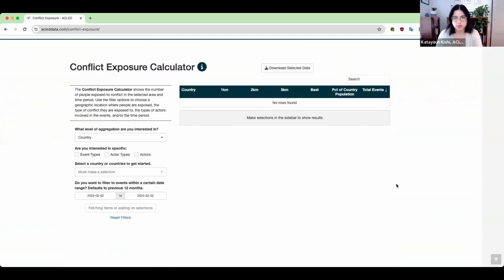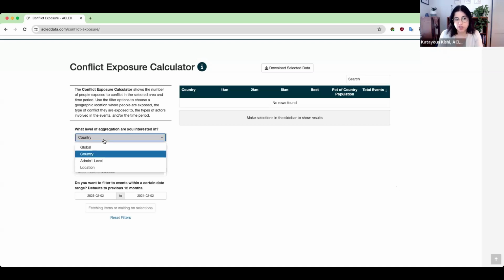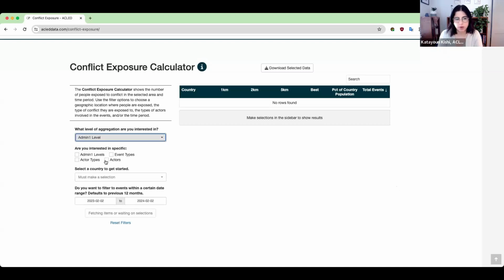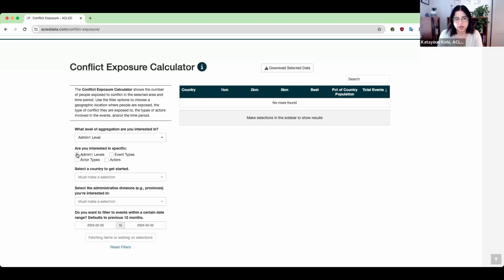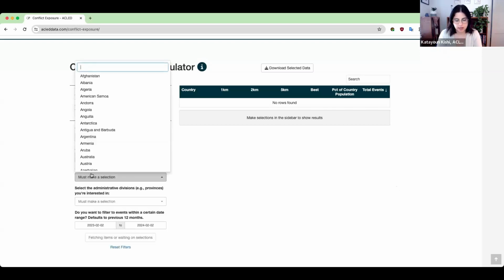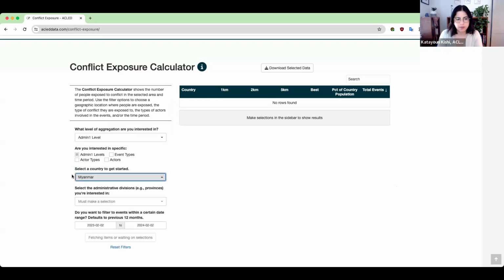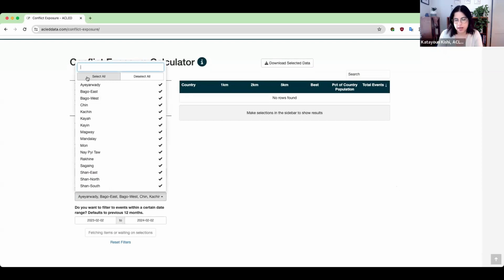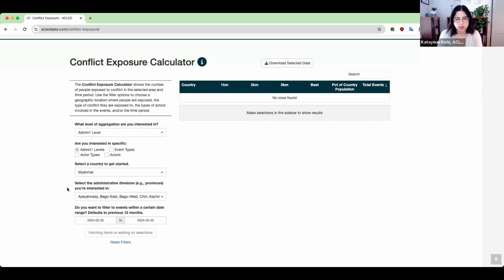So say you are trying to do some analysis and you want a quick answer to how the exposed populations differ by province or by admin one within a country. You can go through these simple prompts here. So for example, here we're interested in the admin one level, so we want to compare provinces. We want to see all the different admin ones. We can select the country that we're interested in, for example, Myanmar. We can select all of the admins because we want to see how the exposed population is impacted across the board. And we can leave the default time setting to the last year, but you could also extend this all the way back to 2020 if you'd like.